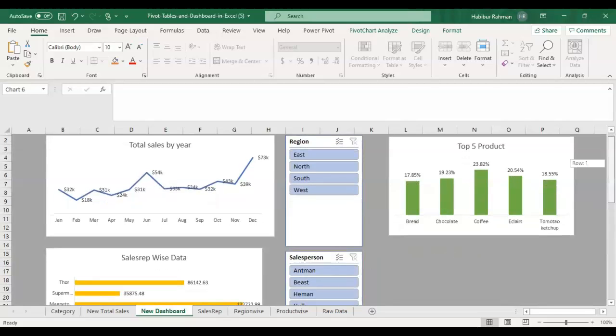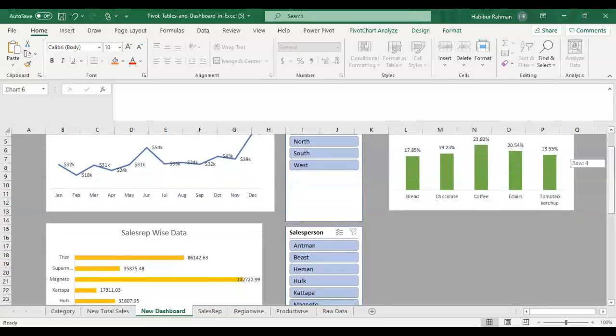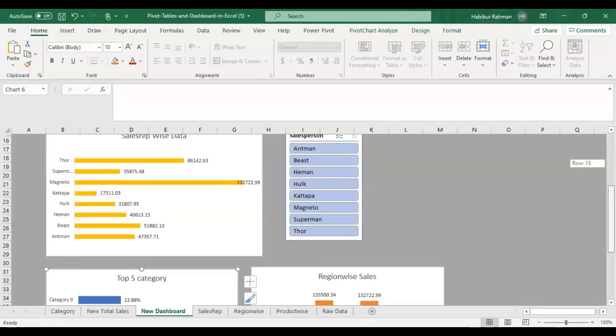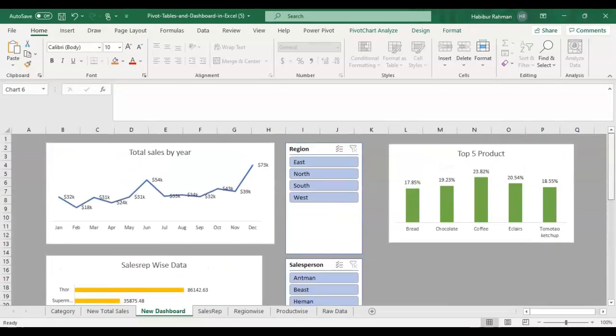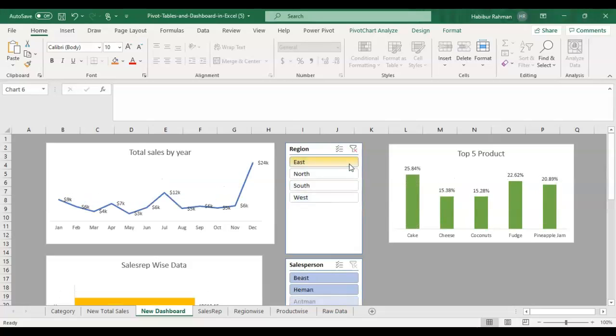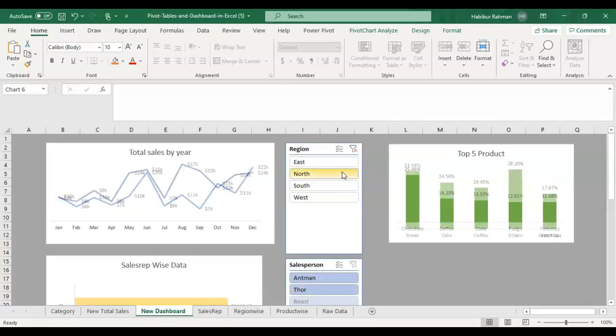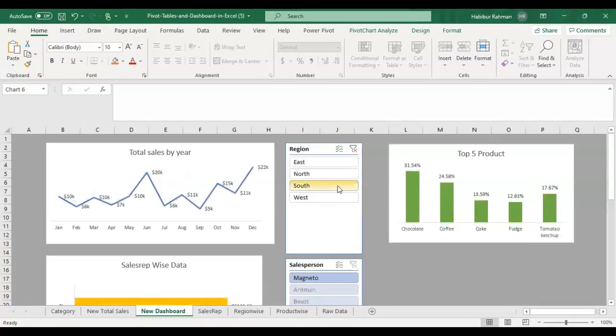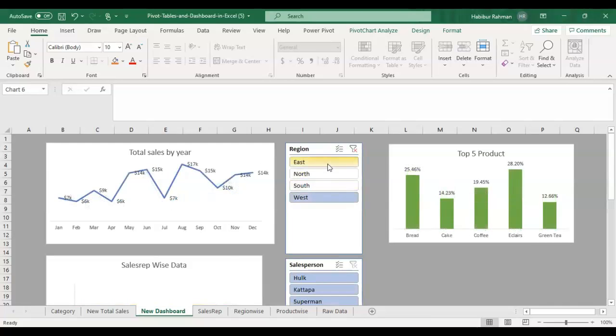You can see the total sales by year, then salesperson-wise data, then top 5 category, then region-wise sales, and top 5 product. This is all of the data over here. You can select the region by clicking side to side. You click this, and all of the data changes. Now north, now south, now west, now east again.